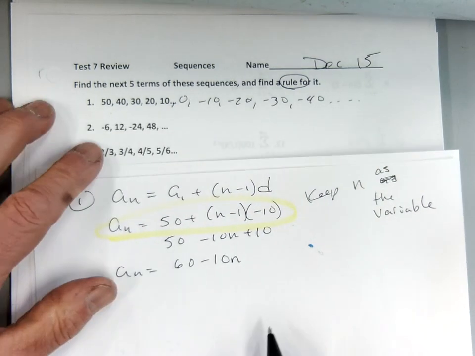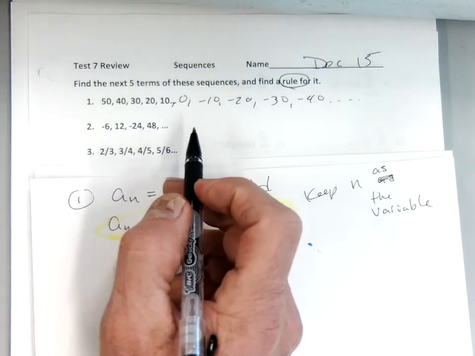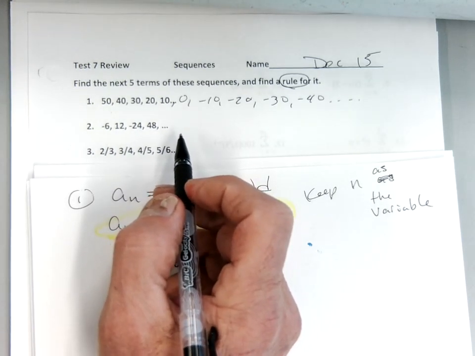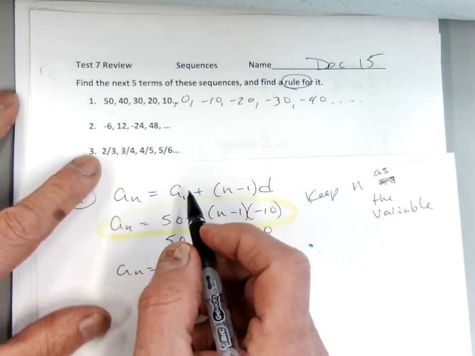So number 2, it appears to me it's going positive, negative, positive, negative. So I have to multiply by a negative. All right, Angel, have fun. Have a good time, okay? Bye, Angel.